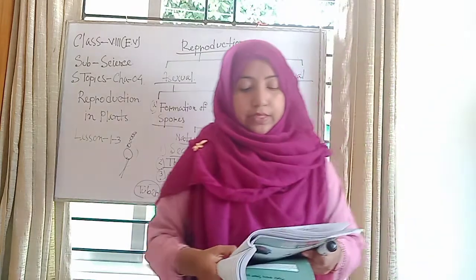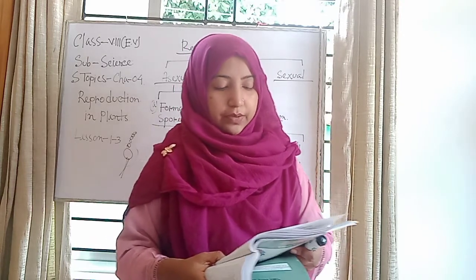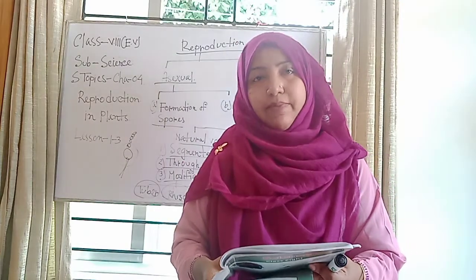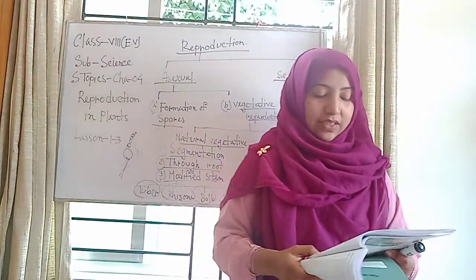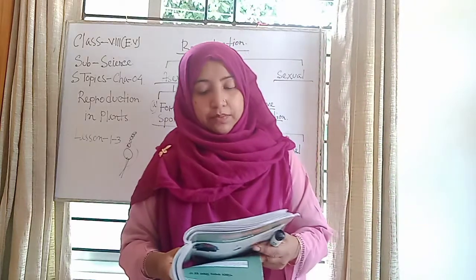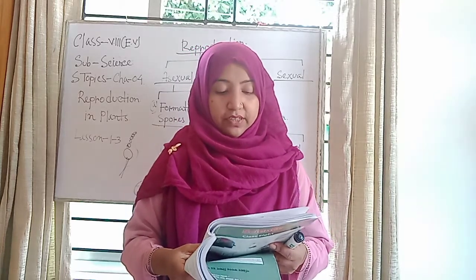Through root. Some plants grow from the roots. Examples: shagun, teak, betel, etc. Some roots are fat and juicy. Buds grow on the surface and from these buds new plants grow. Example, sweet potato.